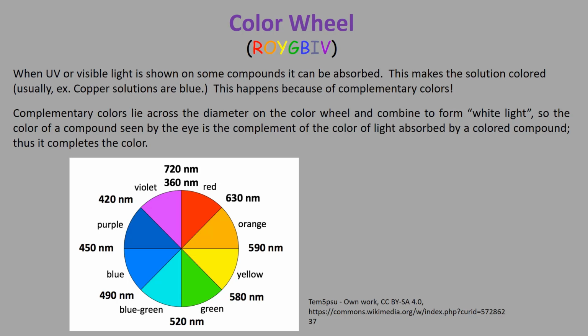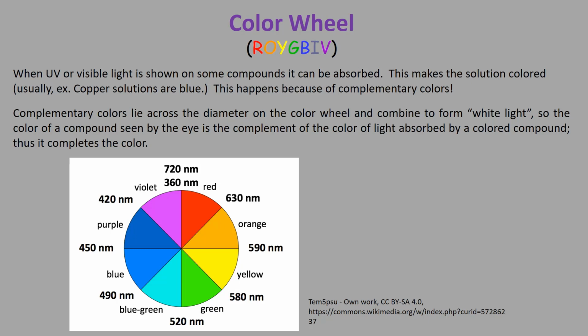All right, so when we look at UV-Vis spectroscopy, it really is helpful to understand the color wheel and how colors work with each other. So when UV or visible light is shone on some compounds, it can be absorbed. So the light gets absorbed by the compound, and it makes the color of the solution. Like copper solutions can be blue or greenish, and that happens because of complementary colors. So complementary colors lie across the wheel from each other.